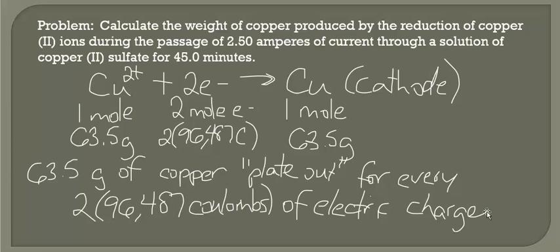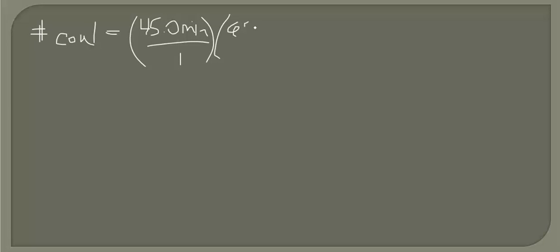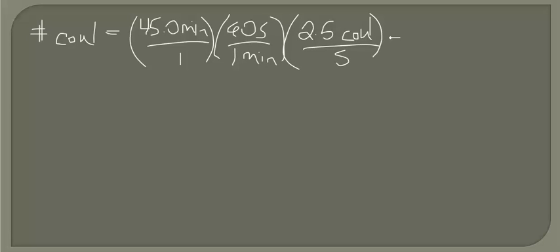So to find the number of coulombs, here's what we would do. This is going for 45 minutes. So I'm going to take 45 minutes. There's 60 seconds in 1 minute. And 2.5 amps, which means 2.5 coulombs per second. So the number of coulombs is 6.75 times 10 to the third. And again, an amp is a coulomb per second.